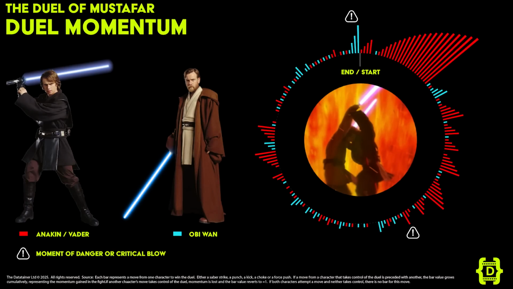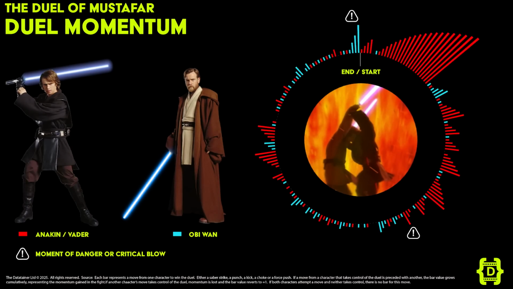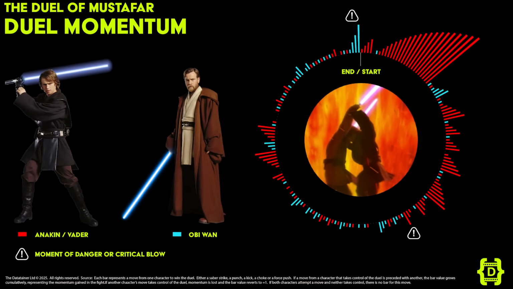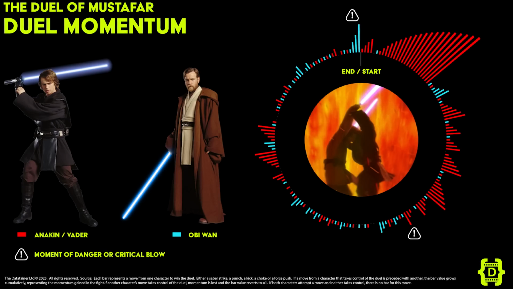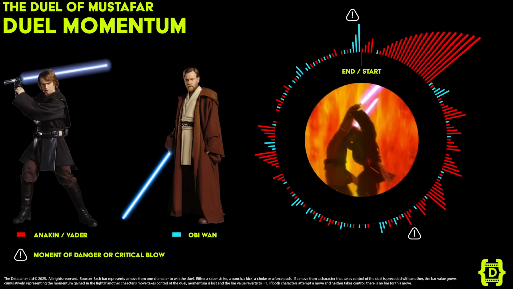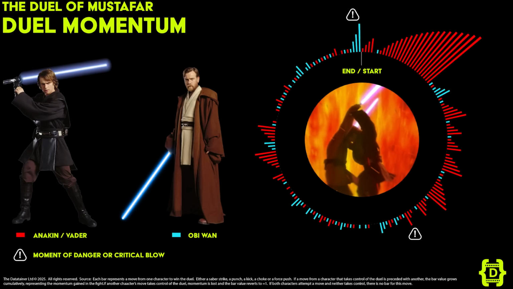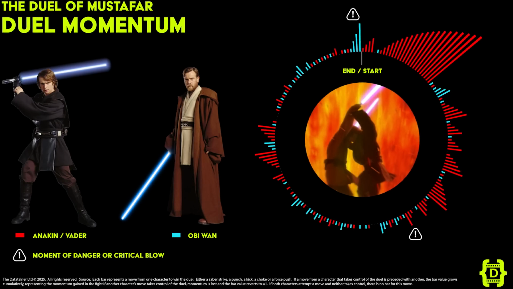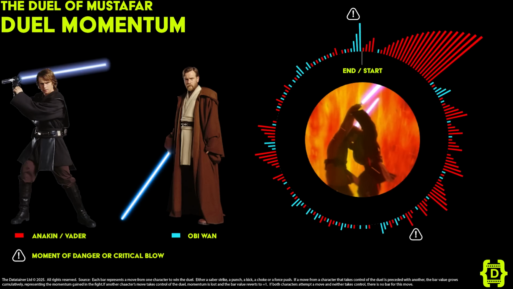So let's get started. In this visualization, I've used a radial bar chart to represent the passage of time going around the circle, from the start at the top in a clockwise direction to the end. And each bar represents a move where one character takes the initiative and fights the other. If a character has a sequence of moves, the bars get higher, representing the momentum they gain in the duel. And if the other character initiates a move, the momentum is lost and restarts. And Anakin's moves in his transformation to Vader are represented in Sith red, and Obi-Wan's moves are in blue.